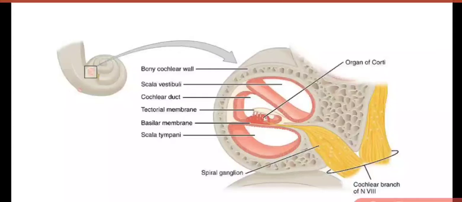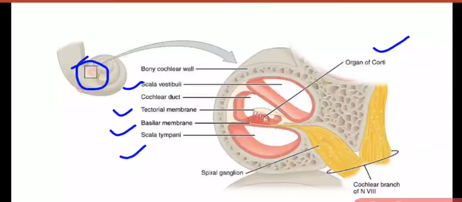In this diagram, the cochlea part is shown, and this part is then cut and zoomed. Here you can see again the organ of Corti resting on the basilar membrane. Tectorial membrane is visible to you. Scala vestibuli and scala tympani are there.